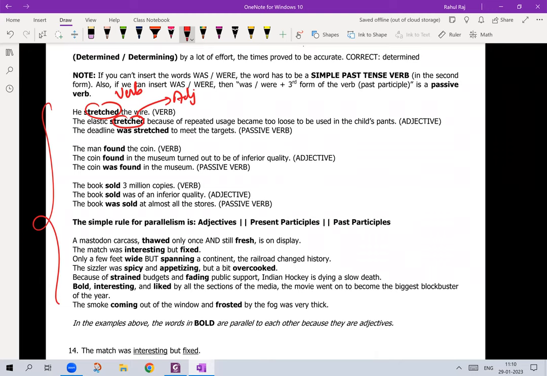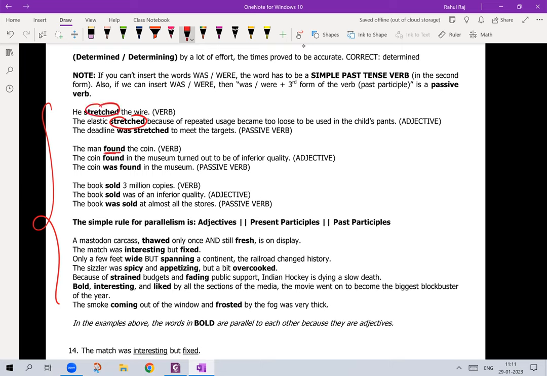He stressed the wire: stressed is a verb, because if I remove stressed from here, "he the wire" makes no sense at all. But when you remove stressed from "the elastic became too loose to be used in child pants," it still makes perfect sense. So here stressed is an adjective, and there stressed is a verb.